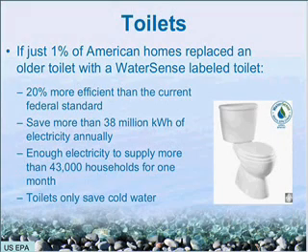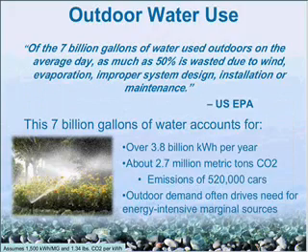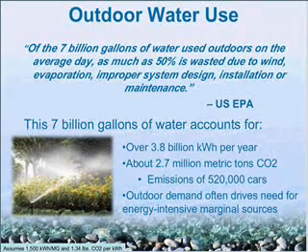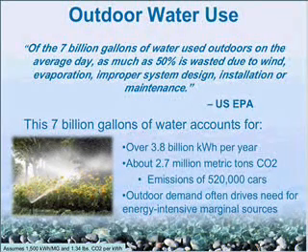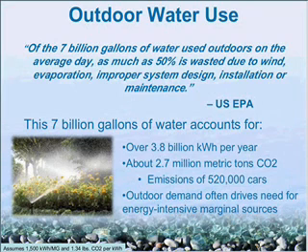There's also a lot of potential to save water outdoors. The EPA has said that of the 7 billion gallons of water used outdoors on the average day, as much as 50% is wasted due to wind, evaporation, improper system design, installation, or maintenance. Now, there are a variety of ways to use water more efficiently outdoors. There's irrigation controls, there's different landscapes, but regardless of those strategies, the 7 billion gallons of water that is used outdoors accounts for about 3.8 billion kilowatt hours of electricity use each year.